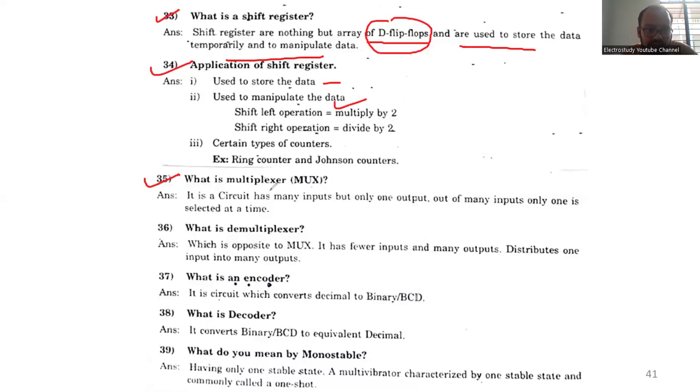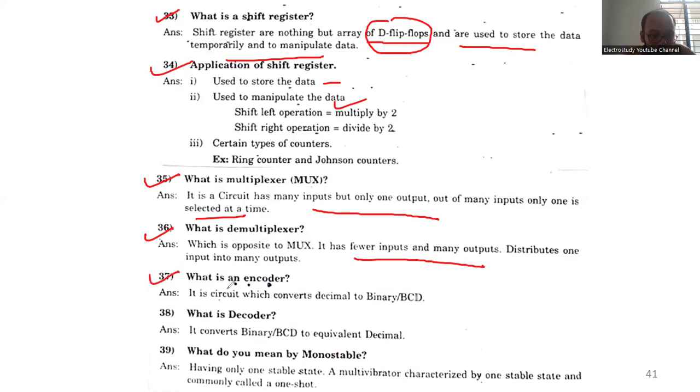What do you mean by mux or multiplexer? There are many inputs and one output. Also, we have a selector switch. It is a circuit having many inputs, but only one output. That output will be selected by using the suitable selector lines at a certain time. What do you mean by demux? It is just the opposite of a multiplexer. From fewer inputs, many outputs are distributed. That is called a demux or demultiplexer.